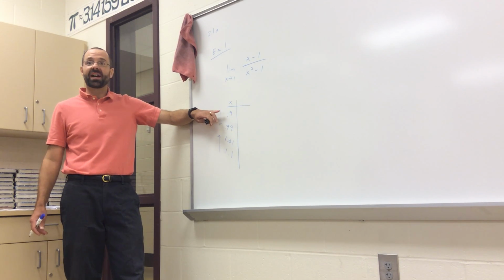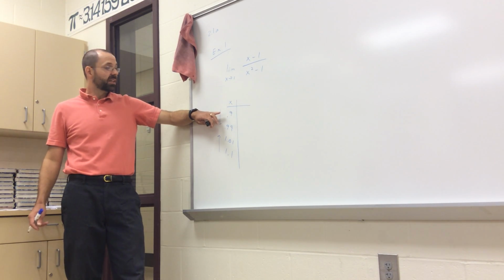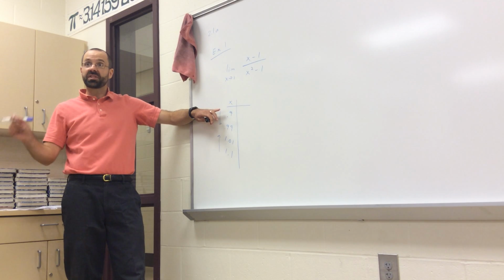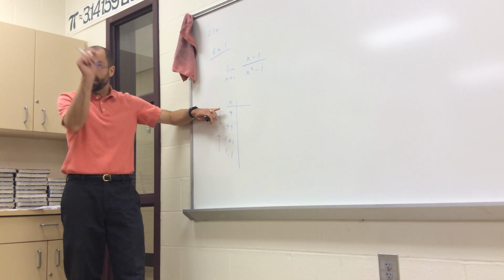Okay, so Bailey's got 0.9. And just some advice, don't forget parentheses, right? You need parentheses, 0.9 minus 1 parentheses divided by parentheses.